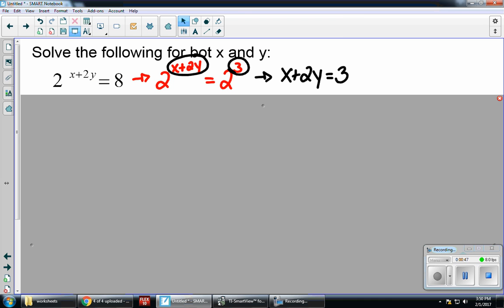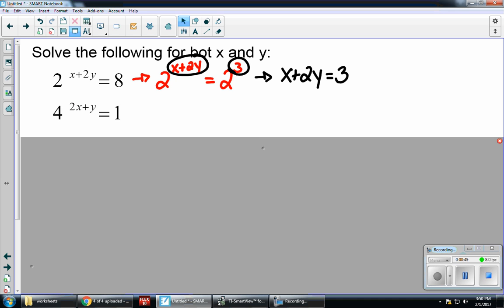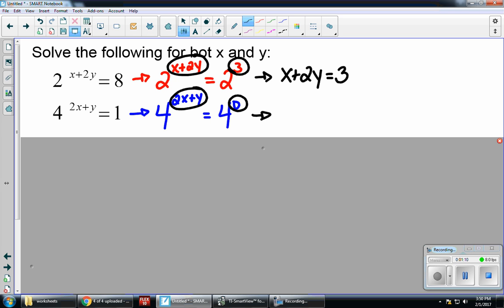Now I had a second one, so I'm going to work with this bottom equation. So I want to write this as a power of 4. So I'm going to keep the 4 to the 2x plus y. And I'm going to write 1 as 4 to the 0 because anything to the 0 power gives me 1. So now I have a common base of 4. I'm going to take my exponents and set them equal to each other. 2x plus y equals 0.